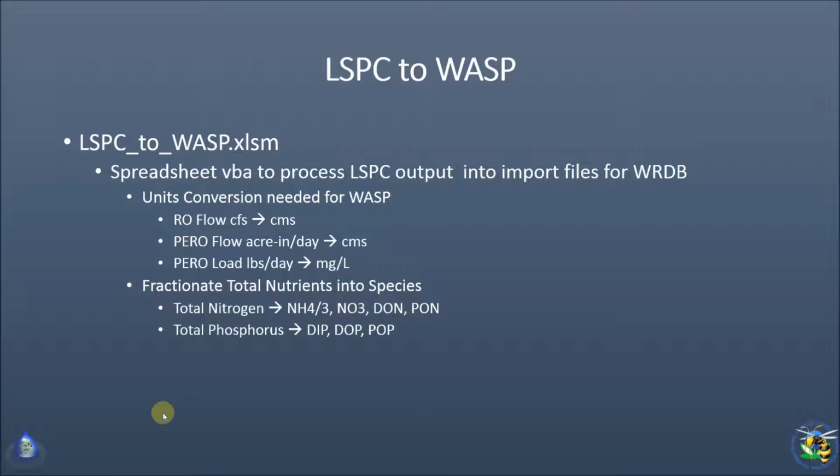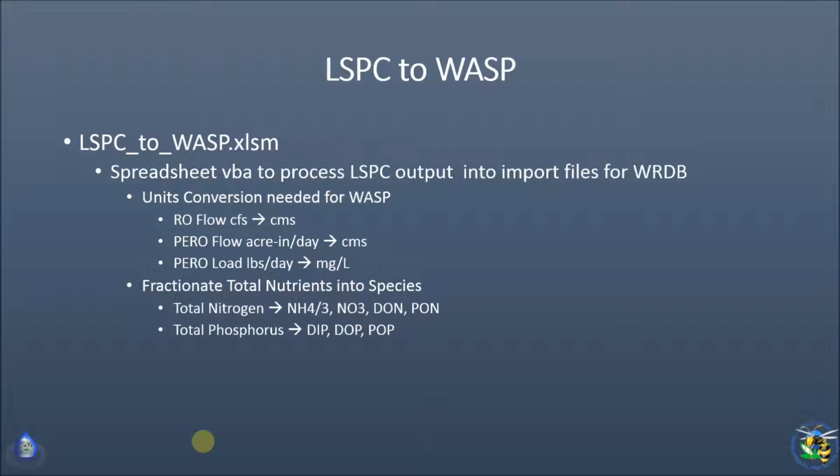With the watershed model successfully run, the next thing we'll look at is processing the LSPC output into a form that can be read in by WRDB and then ultimately brought into WASP. This spreadsheet tool actually does several different things. It'll process out only the subbasins that you need to bring forward to WASP, but it'll also partition different time frames. So if you run the watershed model for a longer period than you're going to run the WASP model, it'll subdivide out the time frames.